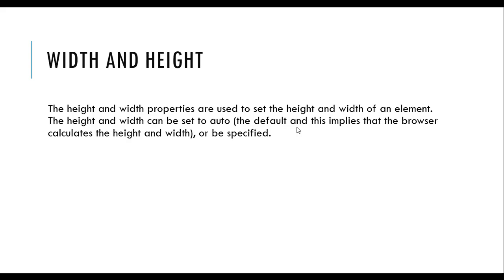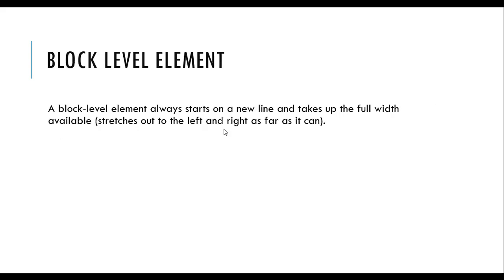So we've seen a lot about width and height in this CSS tutorial, where we talk about giving our elements width and height. The width and height properties are used to set the height and width of an element, and they can be auto, max, and there are as many values as possible that you can have for this particular property.